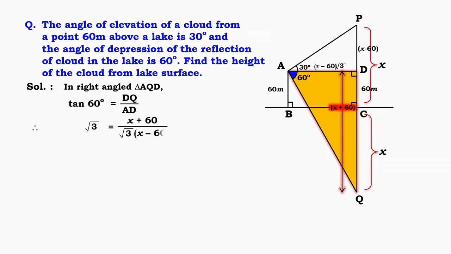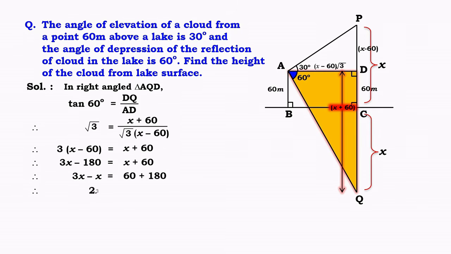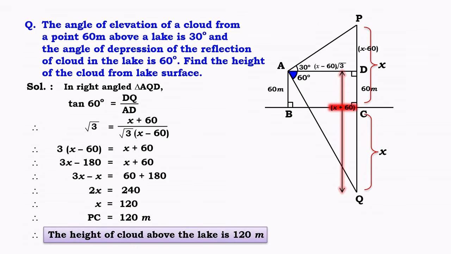On cross-multiplying, we get 3 multiplied by (x minus 60) equal to x plus 60. Expanding, we get 3x minus 180 equal to x plus 60. Taking the terms containing x on one side and the constant terms on the other side, we get 3x minus x equal to 60 plus 180. Therefore, 2x is equal to 240. Hence, x is equal to 120. Since PC is equal to x, PC is equal to 120 meters. Therefore, the height of the cloud above the lake is 120 meters.